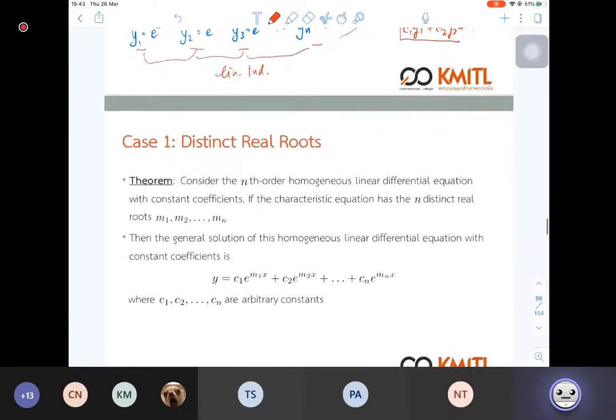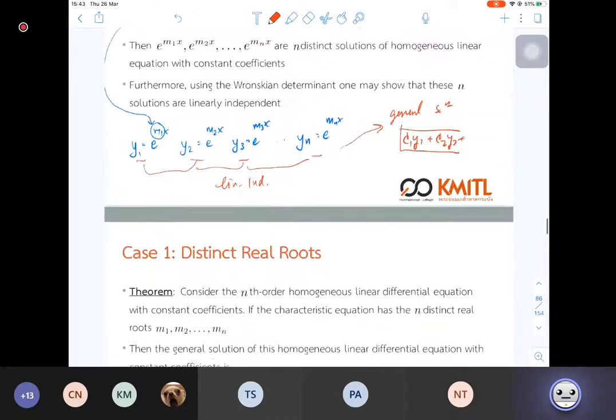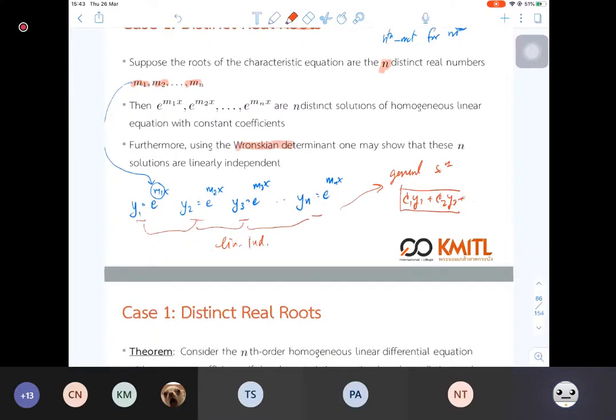So what we do is use the Wronskian determinant we have seen already, okay? You just find the Wronskian. And if the Wronskian is not equal to 0, it means all of these have linear independence. And then you can put them into this pattern to find the general solution, okay?